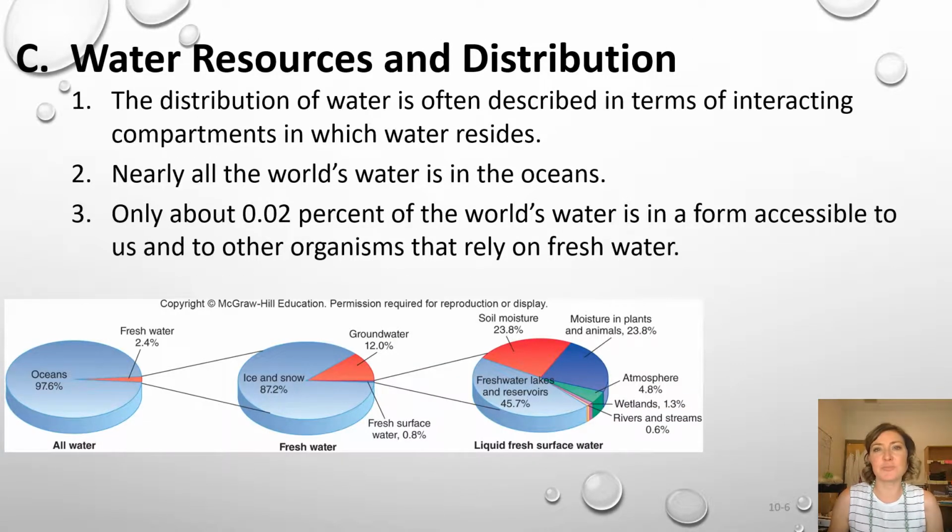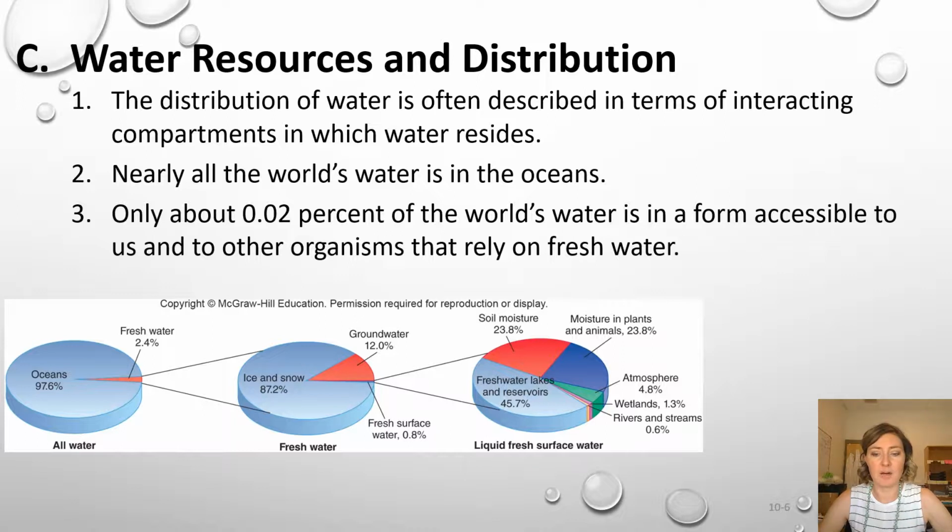All right, so let's look at the distribution of freshwater versus saltwater in terms of the hydrologic cycle. So your distribution of water is described in terms of interacting compartments in which the water resides. So a compartment could be water tied up in the ocean versus on land, water tied up in a snowfield or a glacier versus being in the ground or an aquifer. So that's what we mean by compartments. And your book uses the term residence time as being the amount of time that water stays in its particular compartment. So keep in mind that a residence time can be very brief, or it could be a very, very long time that it stays in that compartment. It really depends on which compartment it's in.